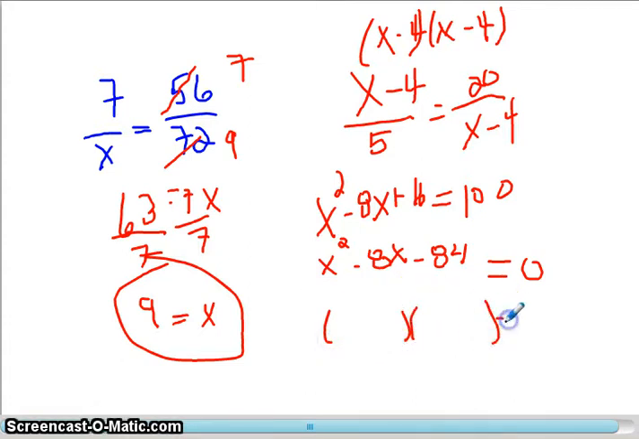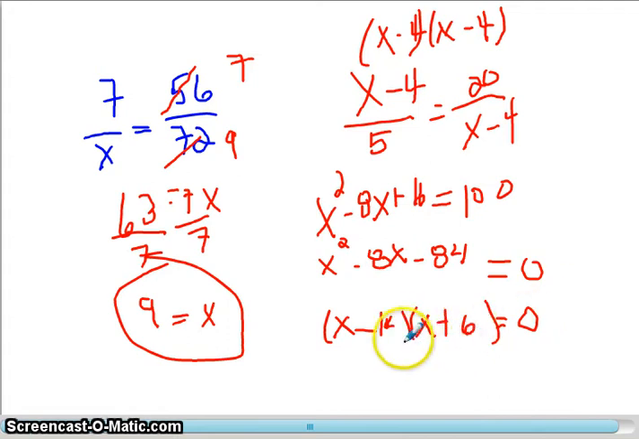Your signs, if you remember how to set those up. If not, you might want to go back and look at some old notes. But this will be a minus, this will be a plus. Always x and x here. Algebra 1 class is talking about this stuff right now, so that's pretty cool. What would that be? 14 times 6. Yes, it would be. So there's your 14. There's your 6.